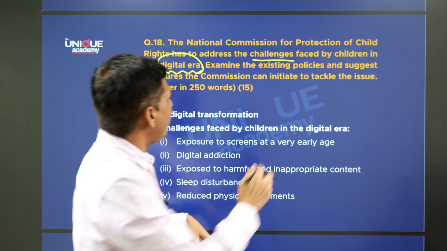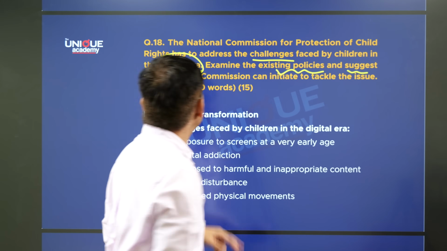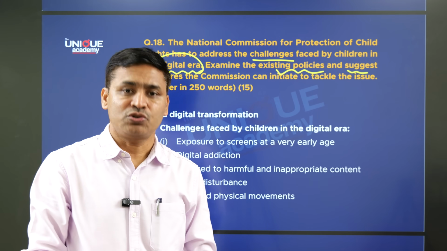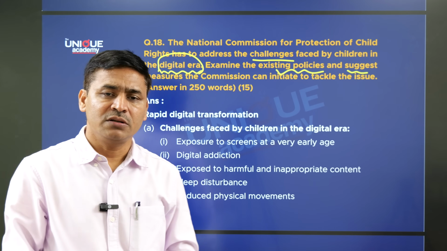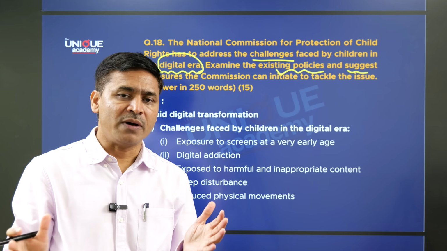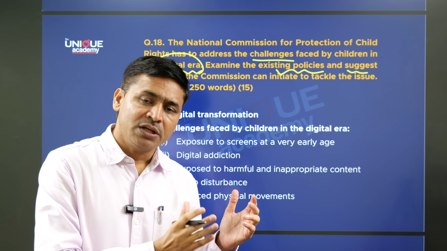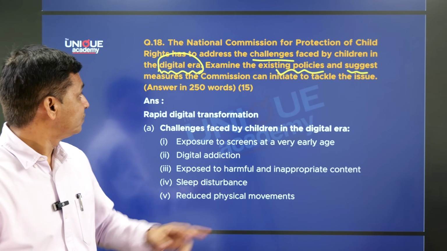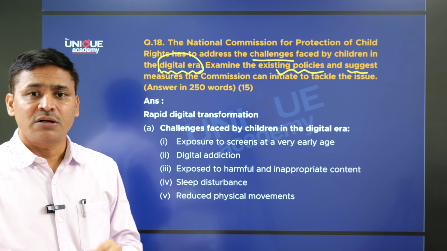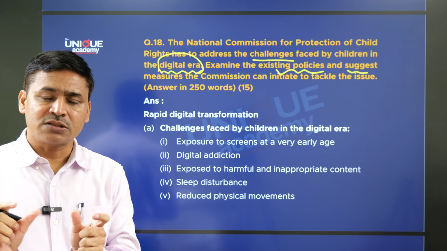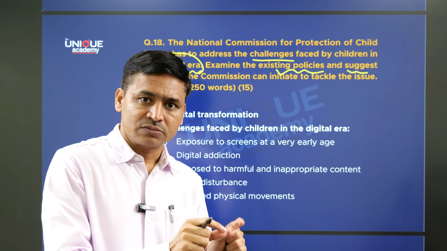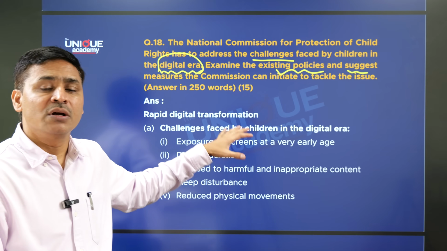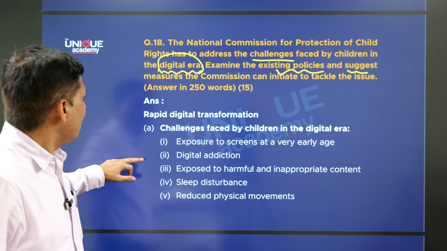Examine the existing policies, okay, and suggest measures the commission can initiate to tackle the issues. Okay. So make it simple. We can divide the question into two broad parts. So one part is about the challenges faced by children in the digital era. And the second part, which is equally important, can be divided into two subparts. Existing policies. Okay. You have to assess that. And then the second subpart happens to be what measures would you suggest?